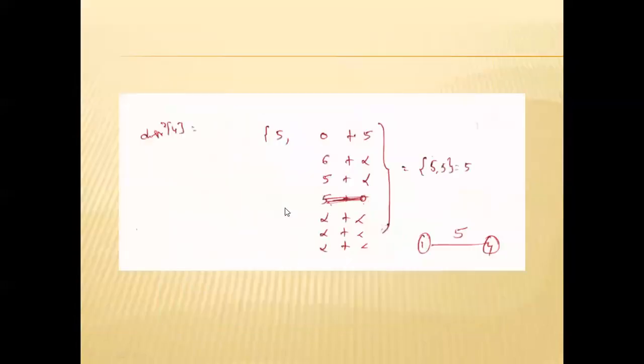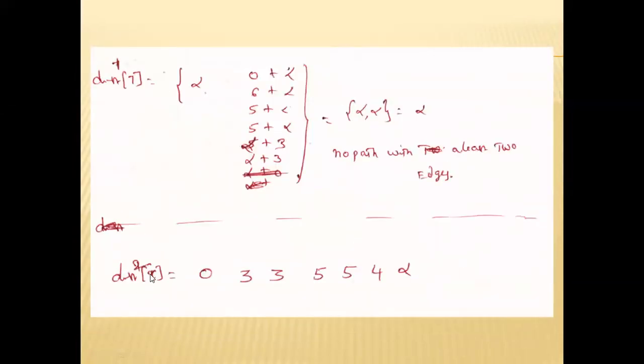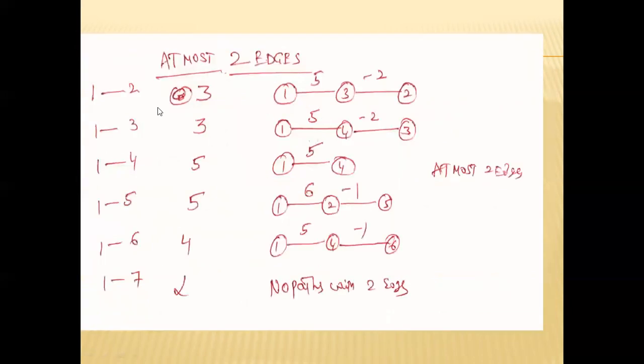So totally we are calculating distance square: distance square 1 is 0, distance square 2 is 3, distance square 3 is 3, distance square 4 is 5, distance square 5 is 5, distance square 6 is 4, distance square 7 is infinity. Means 1 to 1, there is no path. Next, 1 to 2, there is a path by using 2 edges. Next 1 to 3, 1 to 4, 1 to 5, 1 to 6.